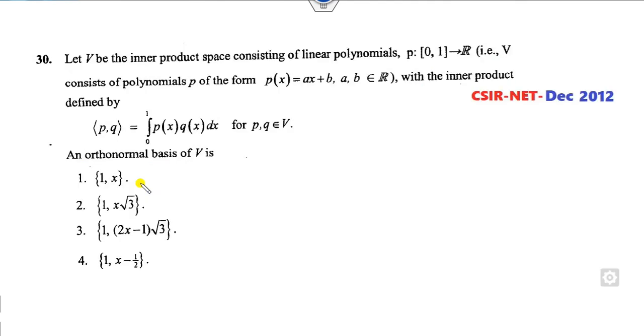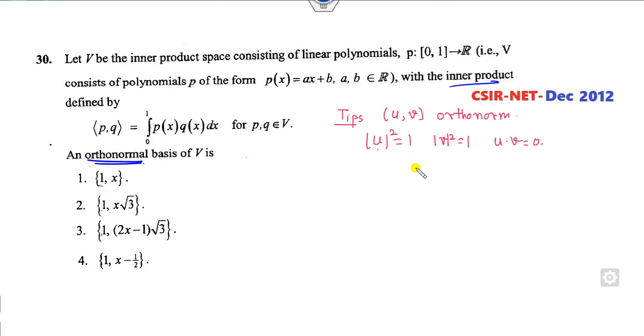Okay, look at this next one. This is the inner product space, and here this is the orthonormal. You all know what the orthonormal property is. If I say u and v are orthonormal, what is that? U square is 1, v square is 1, dot product will be 0. Fine. So now from here, the first pair is satisfied. U square is 1, satisfied.